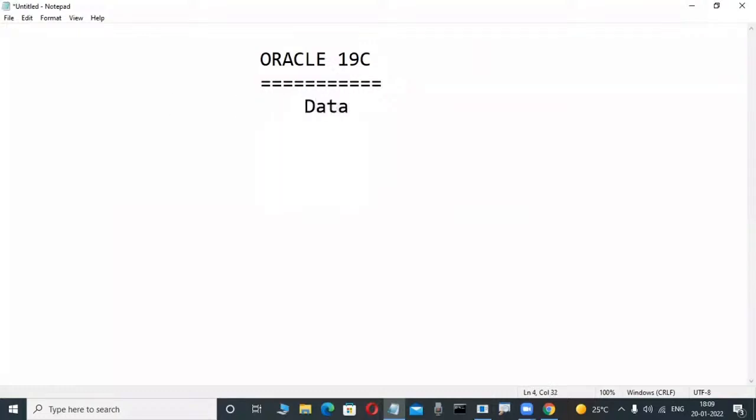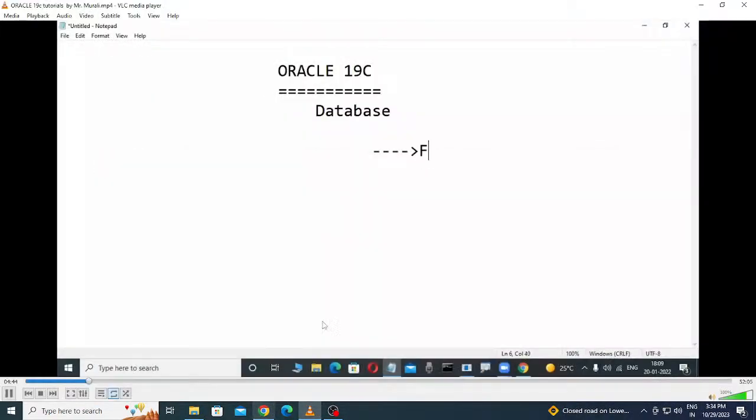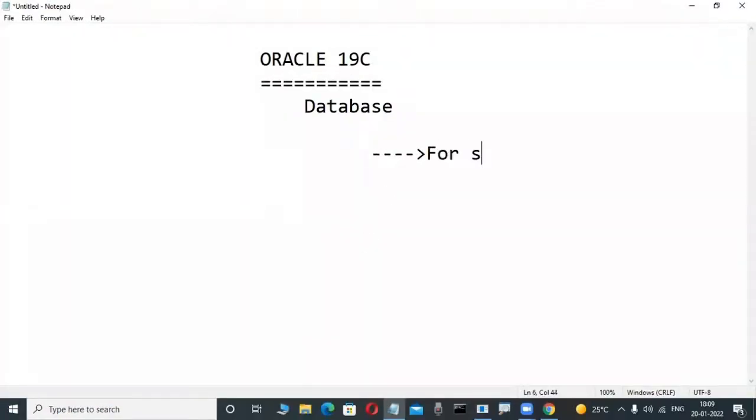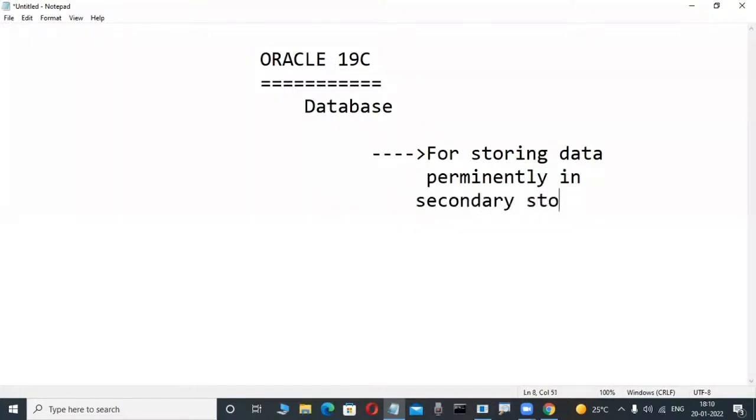Database. Don't write anything, just observe here. But what is the purpose of these database products? Everyone knows. Whenever we install these database products in our system or on the company side, what is the main purpose? For storing data. Observe it here. For storing data permanently in secondary storage devices. Secondary storage devices means maybe a hard disk. One of these.